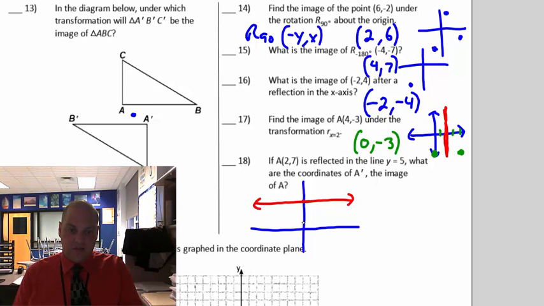Let's say this is 5, so it's 1, 2, 3, 4, 5, 6, 7, 8. There we go. All right, so 2, 7. 2, 7 is right here. And then, because that's 5, right? So, and then go the other way. Right over that line. Just flip right over that line. And you are at 2, 3. So it's going to be 2, 3.